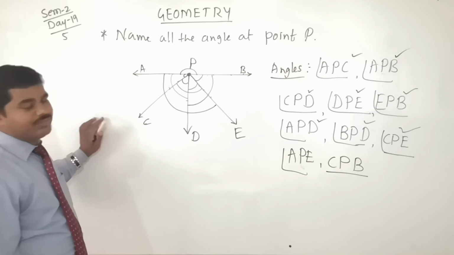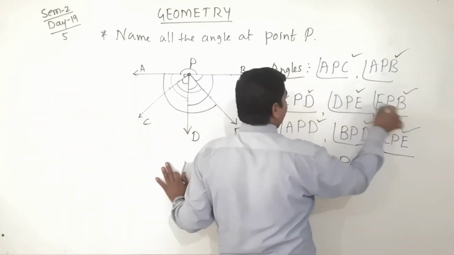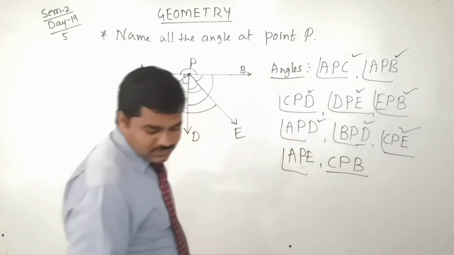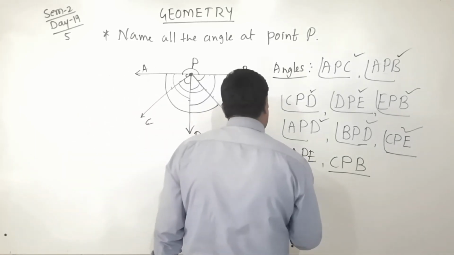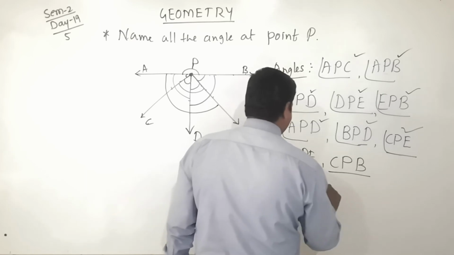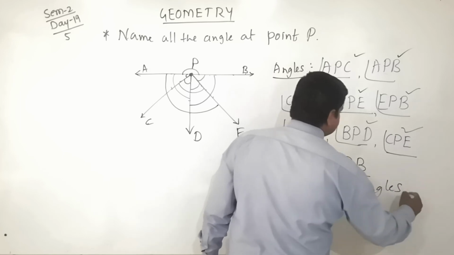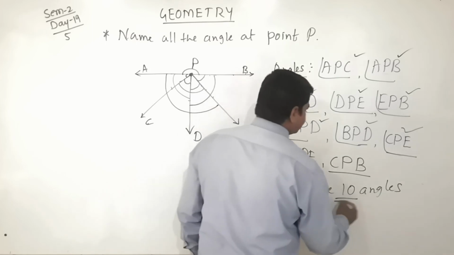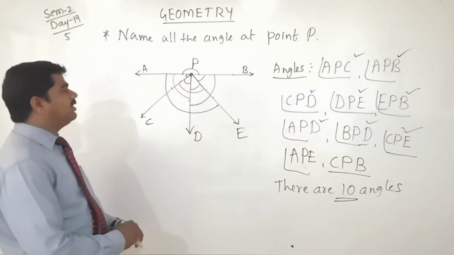Yes, very simple, no? Yes, then totally how many angles? 1, 2, 3, 4, 5, 6, 7, 8, 9, 10 angles. How many angles are there? We can write there are 10 angles. Yes. Write down this one also. Yes, write neatly in your notebook.